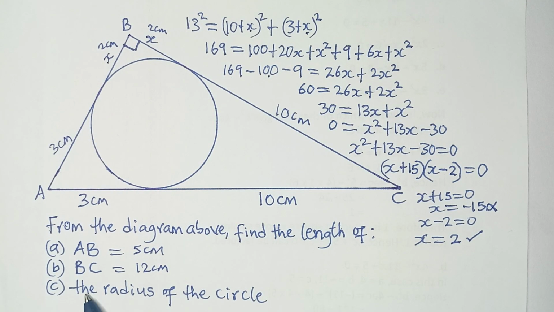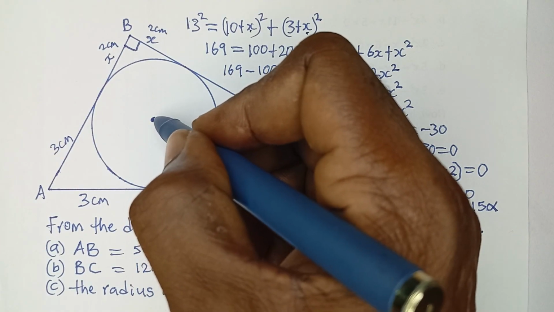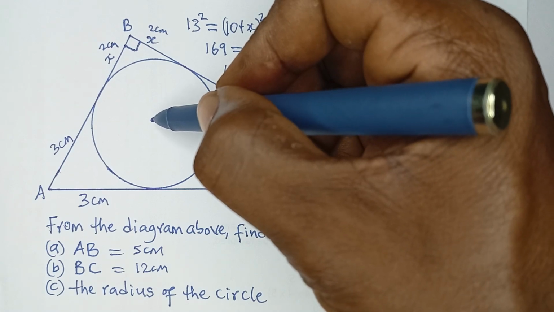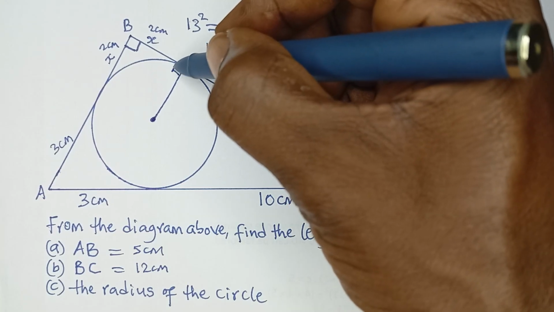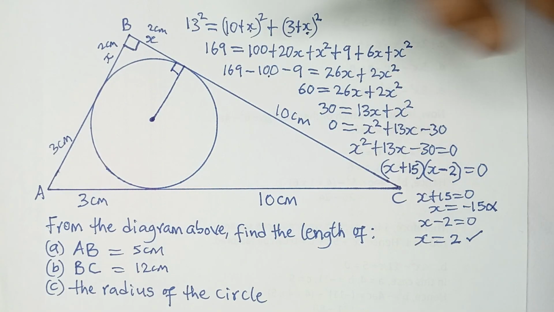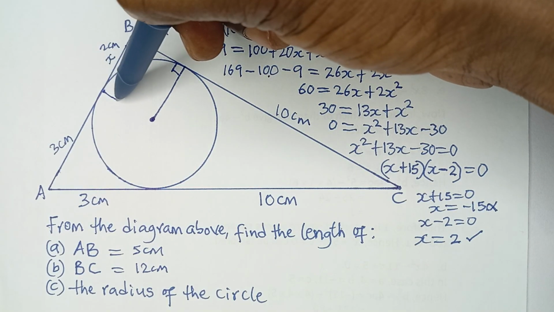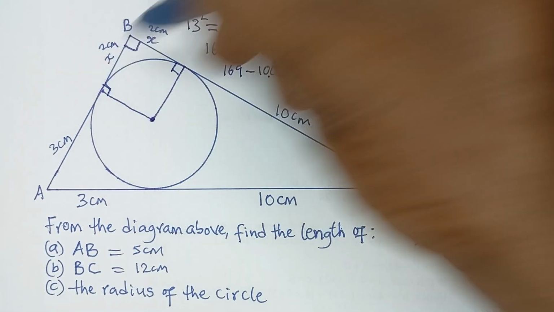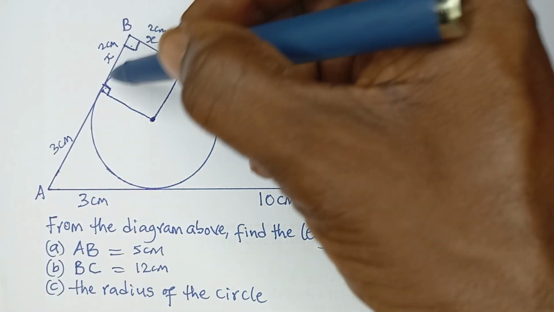Now, the final question says to find the radius of the circle. For us to find the radius of the circle, we can take this point as the center of the circle. Now, there's a circle theorem that says that a line from the center of the circle onto a tangent is perpendicular, that is at right angle, to the tangent. So this is perpendicular. So all these are 90 degrees. So this part will also be 90 degrees, so that we have 360 degrees.